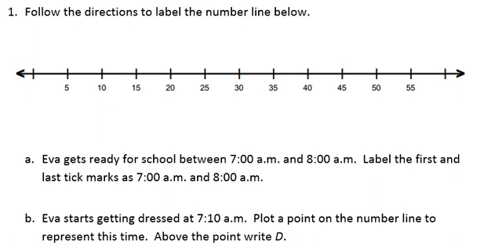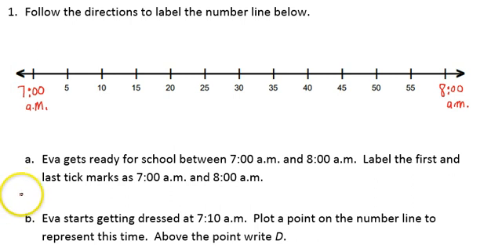The first direction says, Ava gets ready for school between 7 a.m. and 8 a.m. Label the first and last tick marks as 7 a.m. and 8 a.m. So I'm going to go up to my number line and we'll label the first mark as 7 a.m. and the last mark as 8 a.m. And you can see the number line has been divided into 5-minute increments to show the time between 7 and 8 a.m.